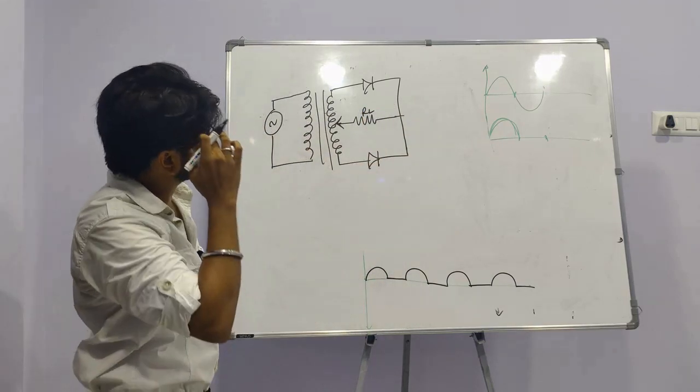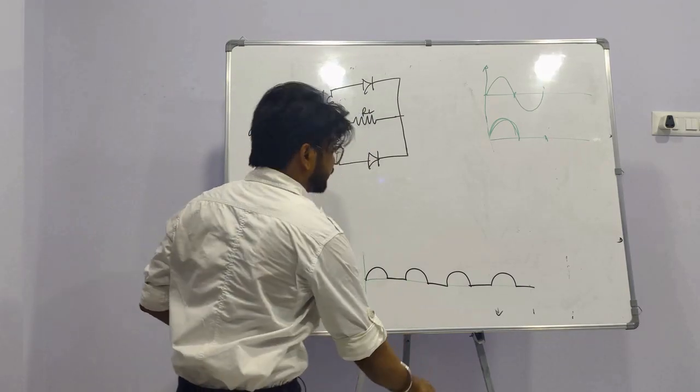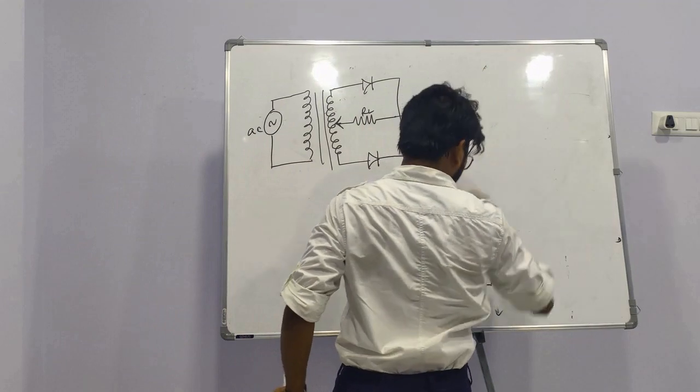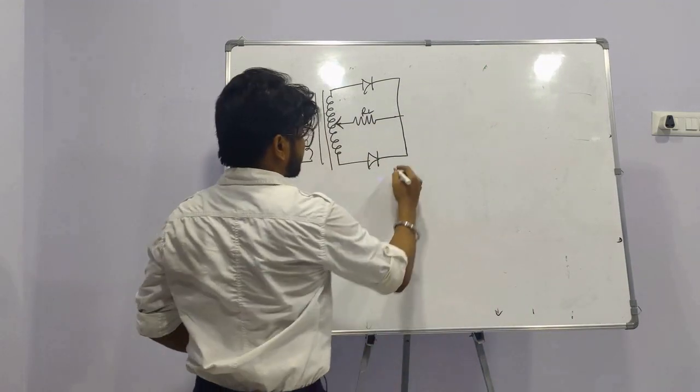So let's see how this circuit operates. We'll draw the input and the output signal below the circuit to make it more clear to understand.